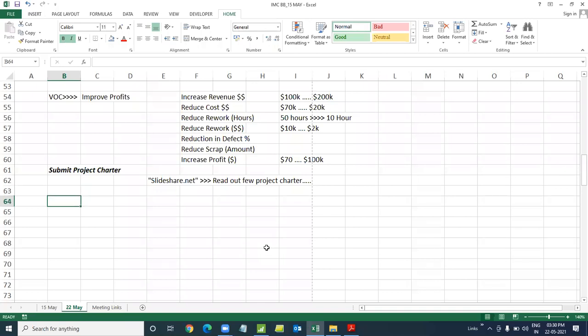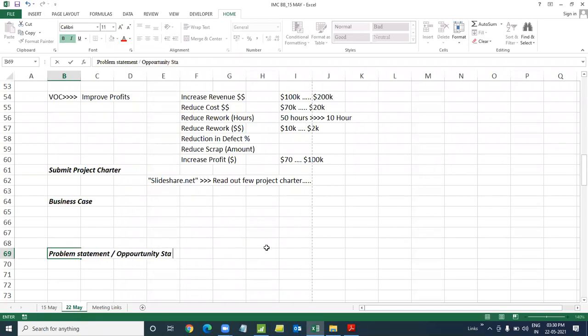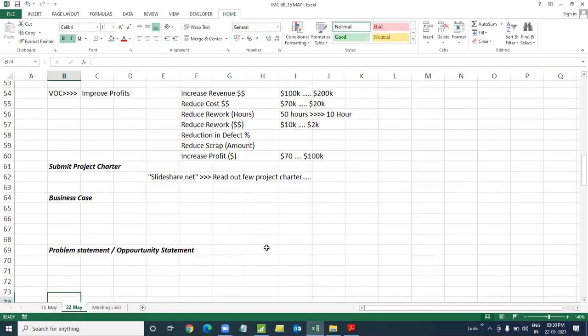Number one, business case. That's what we had, a business case. Then we had a problem statement. Some companies do not like the word problem. They say opportunity statement. Then we have something called goal statement.